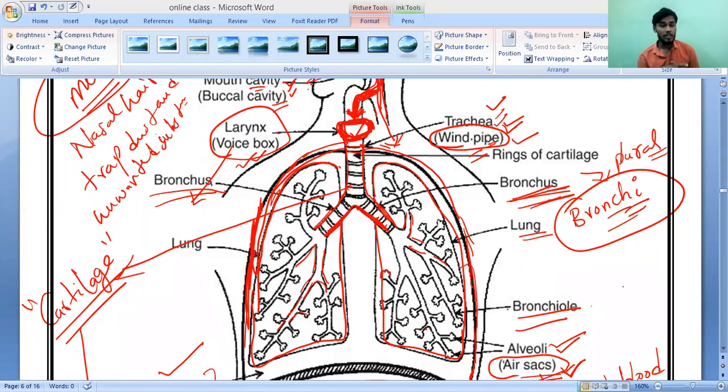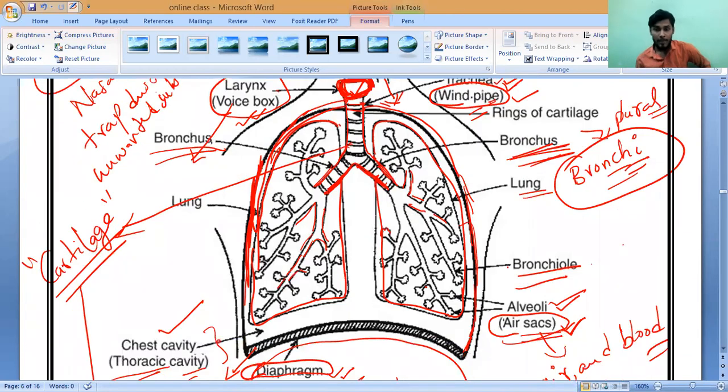Let us come to here. As we know, the bronchus further divides into small parts, small tubes. What should we call them? Bronchioles. What is the spelling of bronchioles? Everybody learn the spelling. Bronchioles. The smaller tubes are called bronchioles.